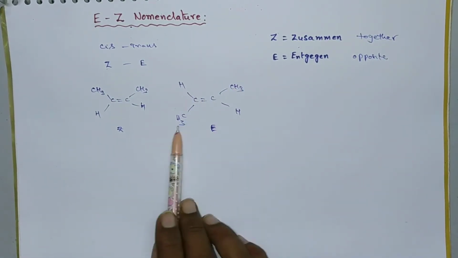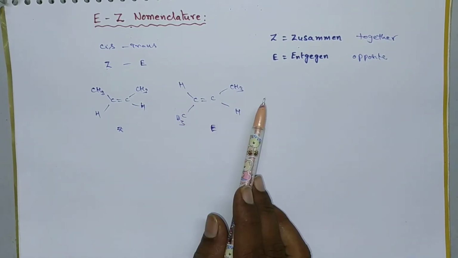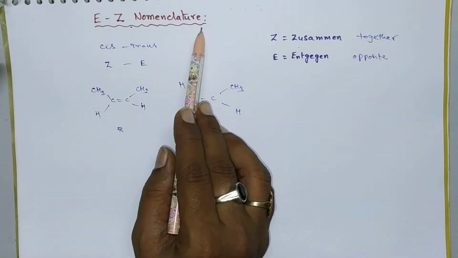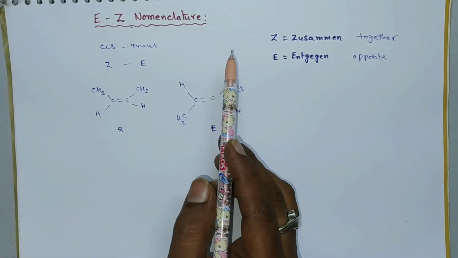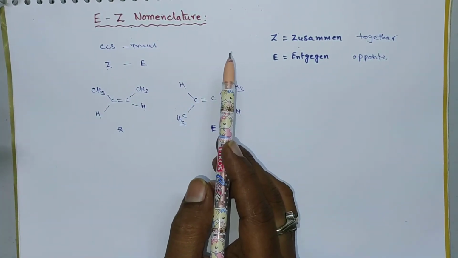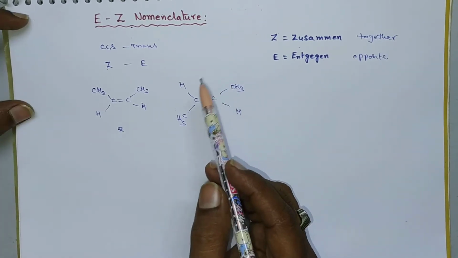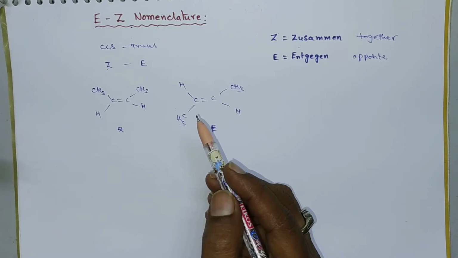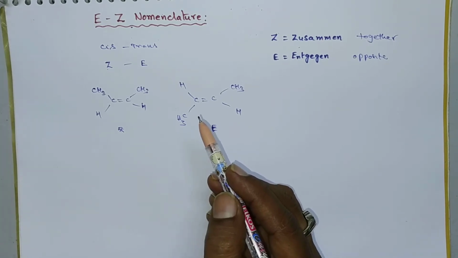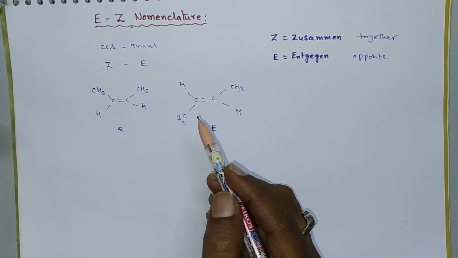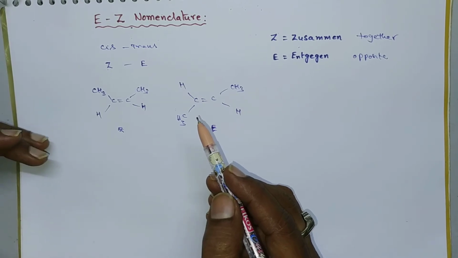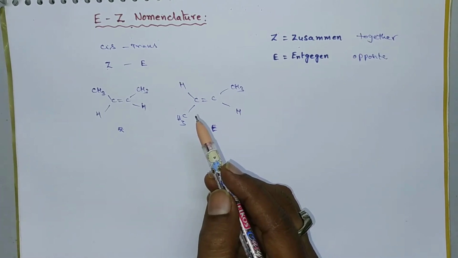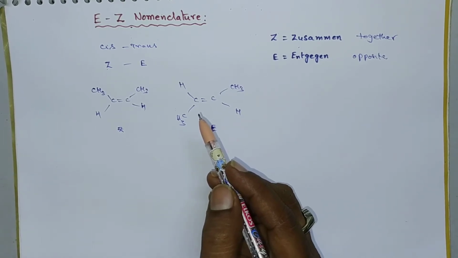So we can easily predict whether the configuration is Z or E if two similar groups are there. Suppose the four groups around the two double bonded carbons are different, how can we predict the nomenclature? That is, how can we assign the configuration of the molecule, whether it is E or Z? That can be predicted by using Cahn-Ingold-Prelog's rules. The Cahn-Ingold-Prelog rules are explained in the previous video. I will give you the link in the description. First go through the rules and then you can easily understand this EZ nomenclature. Let us consider some examples to explain these rules.